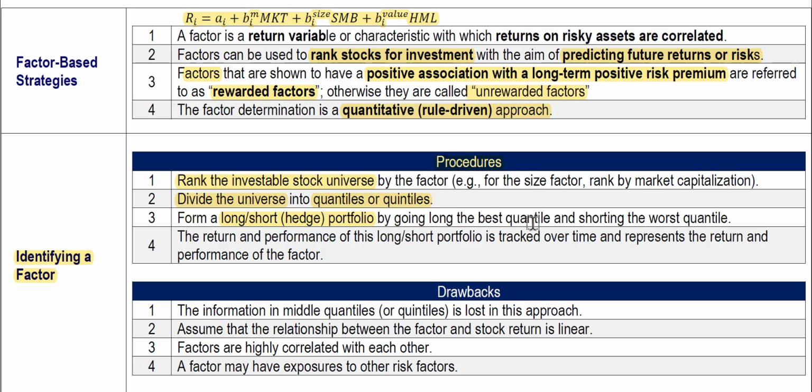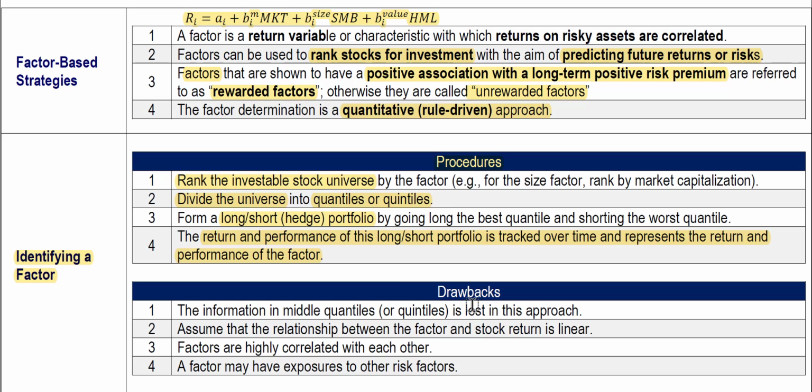And then you want to see whether that return is persistently positive over time. At least the risk-adjusted average return has to be positive. So the return on the performance of the long-short strategy is tracked over time and represents the performance of the factor. If the performance is consistently, or persistently, positive over time, then you can claim that it is a factor. Then you can form an ETF or portfolio to do that.